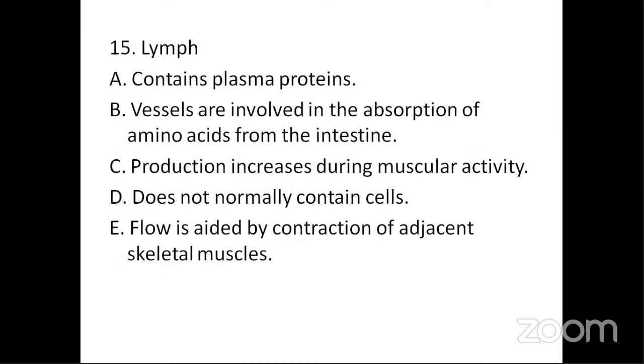Lymph. Lymph contains plasma proteins. Lymph vessels are involved in the absorption of amino acids from the intestine. Lymph production increases during muscular activity. Lymph does not normally contain cells. Lymph flow is aided by contraction of adjacent skeletal muscles. Which among the following is true and which is false?